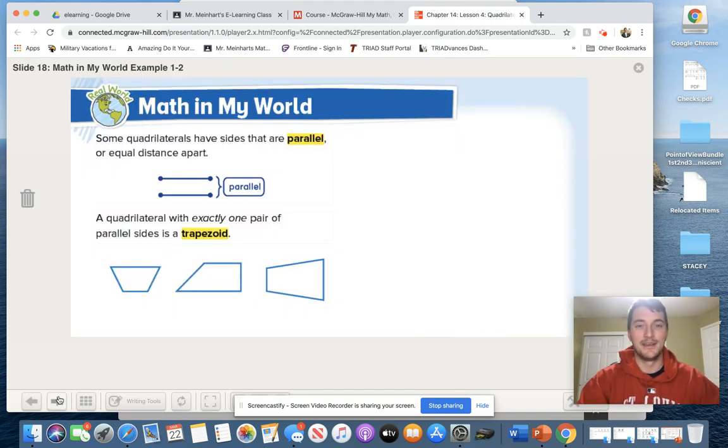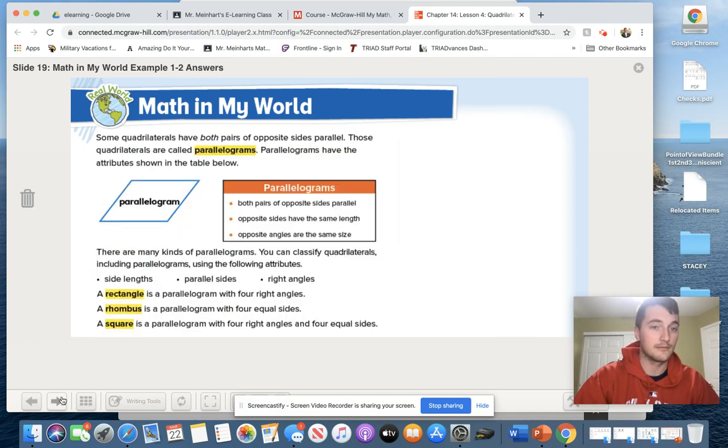Yeah. All right. So some quadrilaterals have sides that are parallel or equal distance apart. So like I said, they will always have equal distance between them. Okay. A quadrilateral with exactly one pair of parallel sides is a trapezoid. So all these are trapezoids, okay, because one pair. So this one here, top and bottom, and then the sides are parallel, okay?